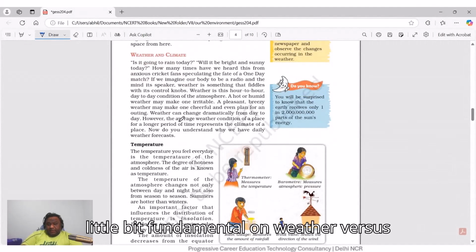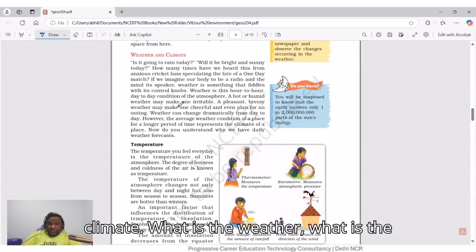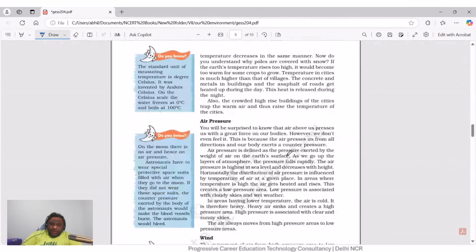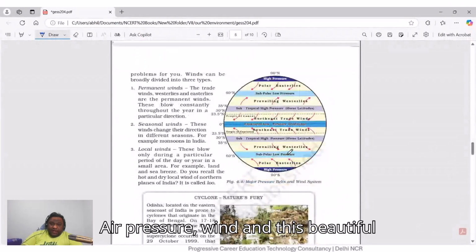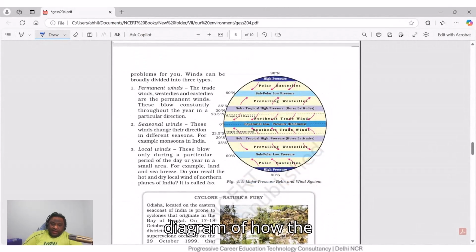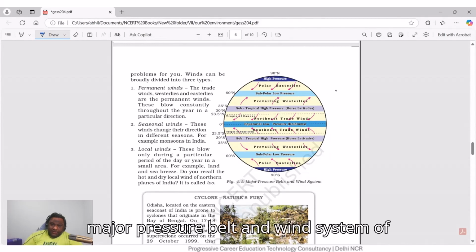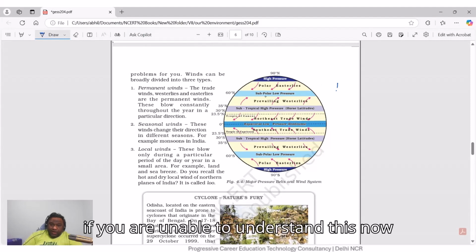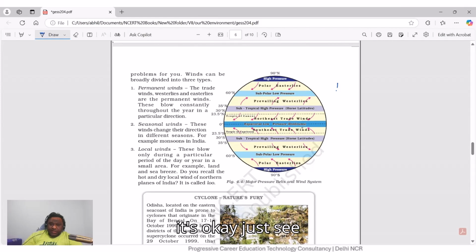Then there is a little bit of fundamentals on weather versus climate. What is weather? What is climate? And about temperature, air pressure, wind, and this beautiful diagram of the major pressure belts and wind systems of the earth. Now, if you are unable to understand this now, it's okay. Just see that this is the equator, and this is the pole.